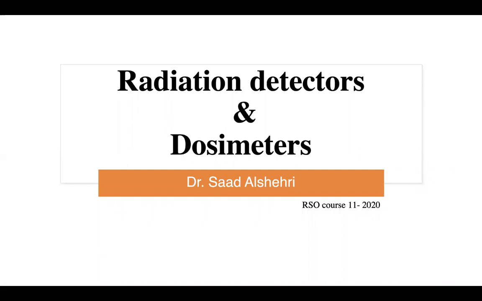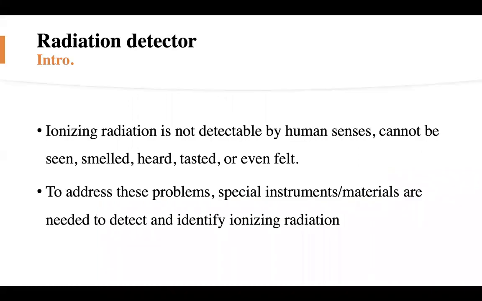Okay. Anyways, the radiation detector is used to detect or to sense the radiation present. First of all, ionizing radiation is not detectable by human senses. So that's why we need a specific and special instrument or material to sense or detect the radiation. By our human senses, we cannot sense the radiation, so we may be exposed to radiation without feeling it.